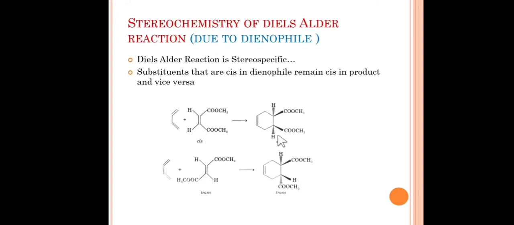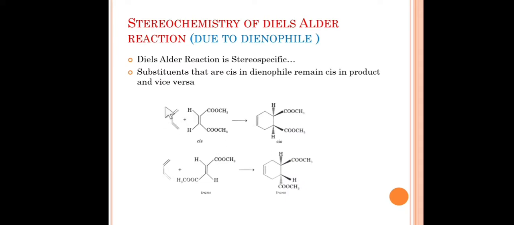Now let's go for the very important part of cycloaddition reaction, that is stereochemistry. Friends, this is a very important part for SET, NET and GATE examinations, because in each and every exam we will see at least one question on cycloaddition or pericyclic reaction. As we already know, Diels-Alder reaction is stereospecific, and the substituents which are cis in dienophile will remain cis in the product, and vice versa. That means if the substituents are trans in the reactant, they will remain trans in the product.